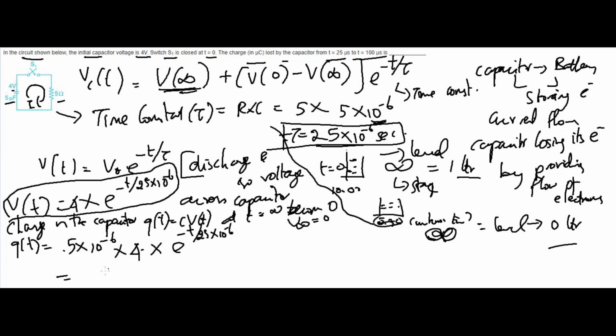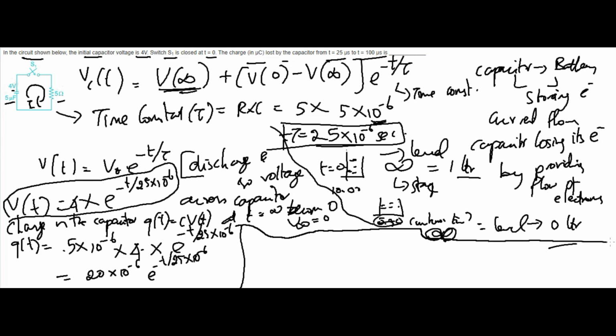That is, you can write 5 into 4, 20. 20 into 10 to the power minus 6 e power minus t divided by 25 into 10 to the power minus 6. Now we can have a partition. What does the partition mean? The first one: t is equal to 25 mu s. At t is equal to 25 mu s, what happens? You substitute t is equal to 25 mu s here.